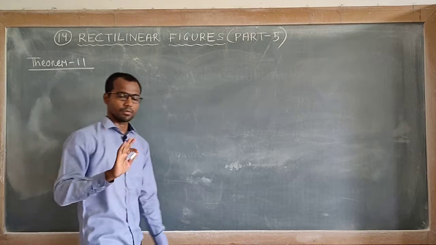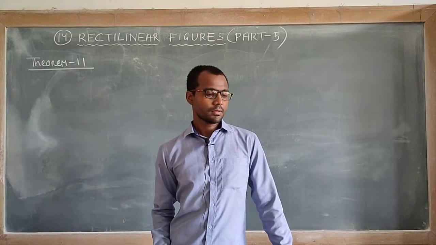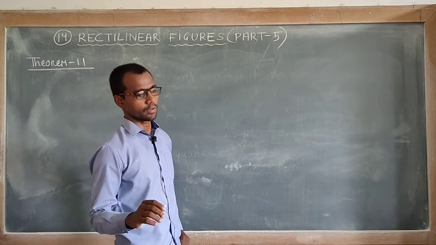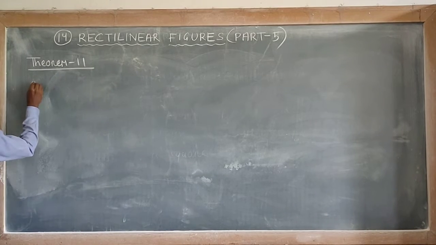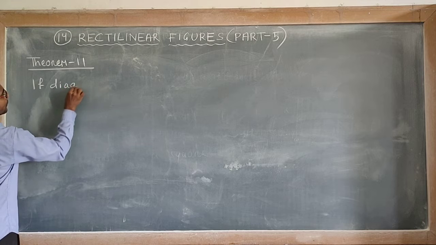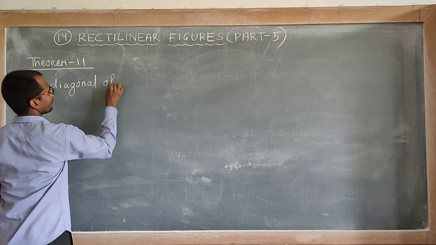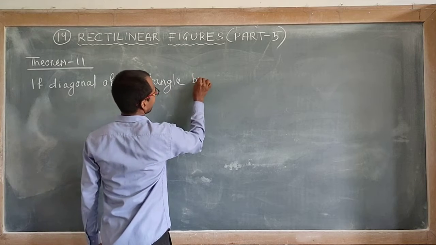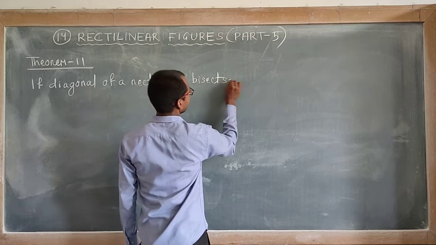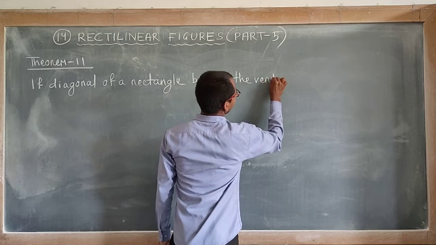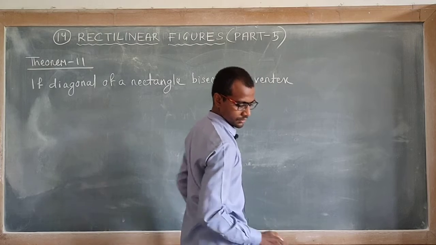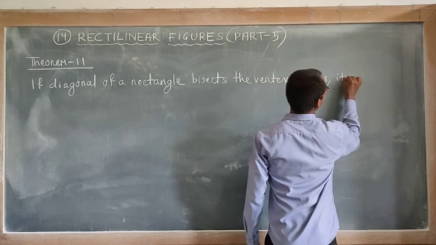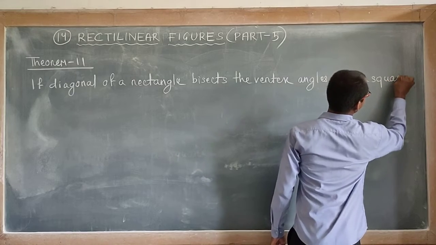Theorem number 11. Okay. All are based on squares. Theorem number 11: if diagonal of a rectangle bisects the vertex angles, it is a square.